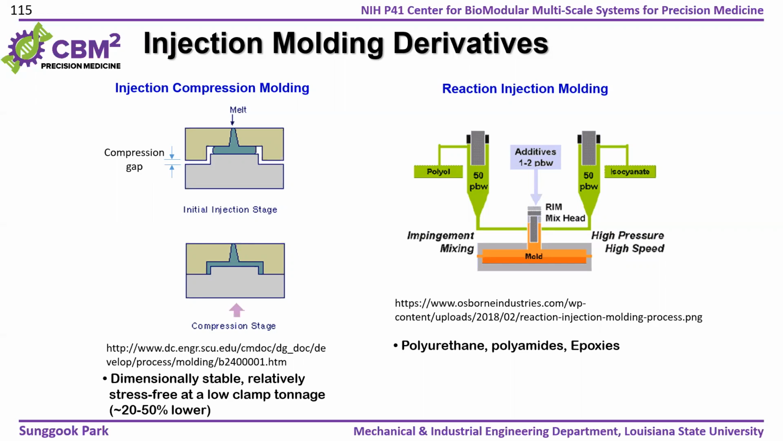Also there are many other injection molding variations. Another example is reaction injection molding. You put polymer components in, then you mix them, and then you have polymerization reactions occurring during this injection molding process. So you can use different types of materials for that.